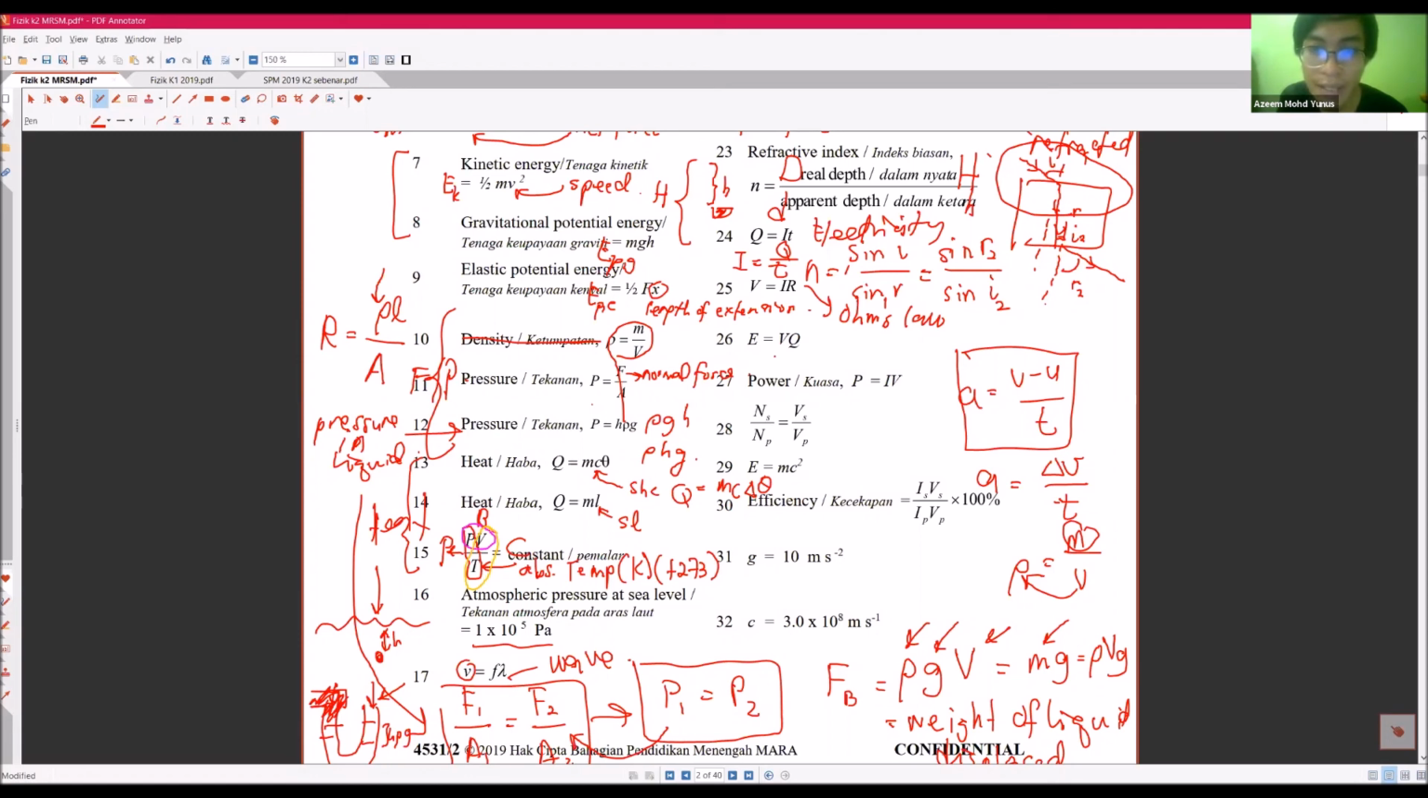Number 26 is the underrated formula that I encountered as well as of today. But this is very important because this sets up the definition for potential difference, which is E over Q or W over Q. And basically there are three almost the same definitions as well. So we're going to address that later. So what it means is potential difference is the energy to move one coulomb of charge.